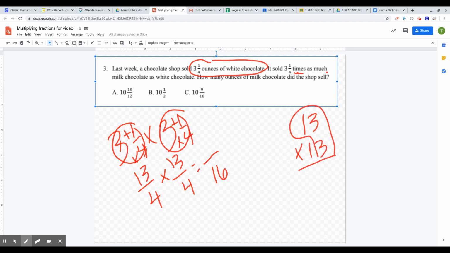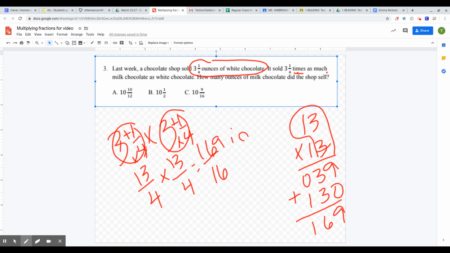Draw up a turtle head. We get 3 times 3 is 9. 3 times 1 is 3. Draw a collar, lay a turtle egg. 1 times 3 is 3. 1 times 1 is 1. Fill in the gap with a 0: 9, 6, and 1. So we get 169 over 16.